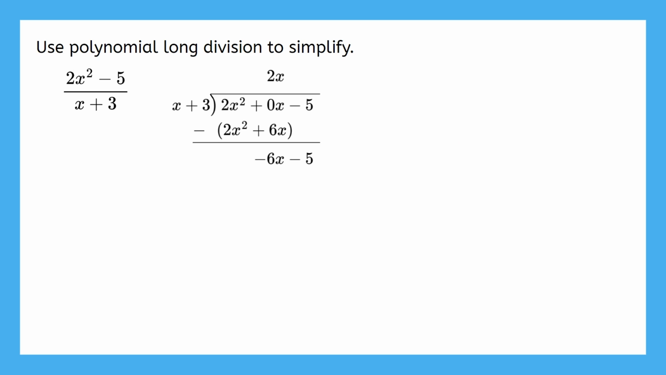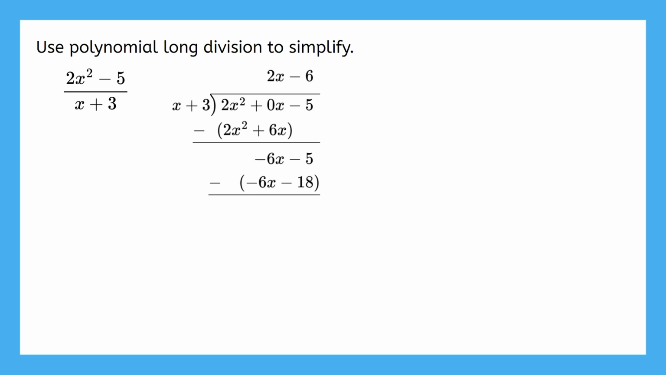Okay, here we go. Divide negative 6x by x. This will give us negative 6. Multiply negative 6 times the divisor and write what you get below. Then subtract. We have to be super careful here not to mess up a sign. So let's take this slow.